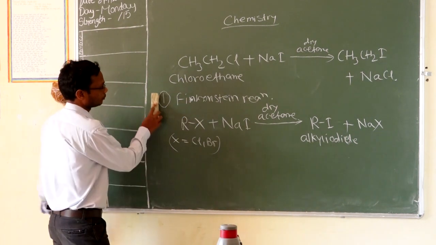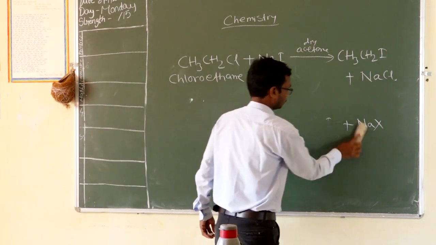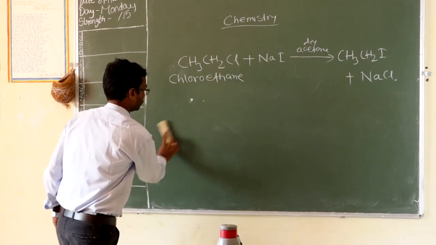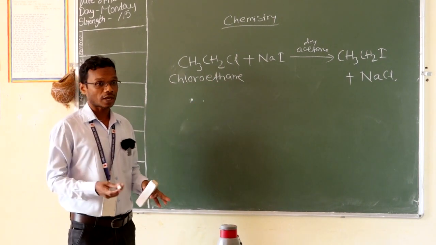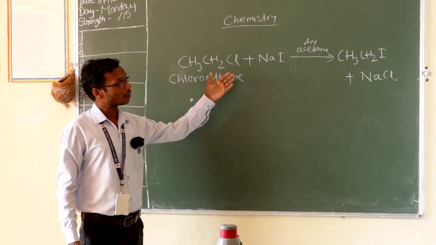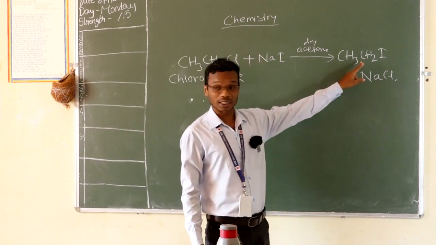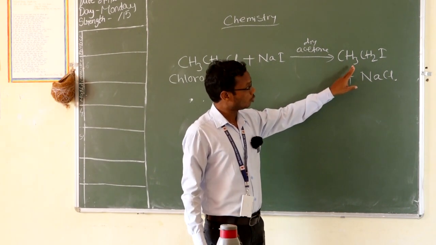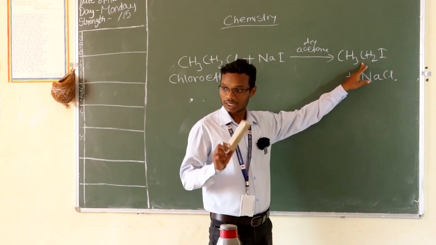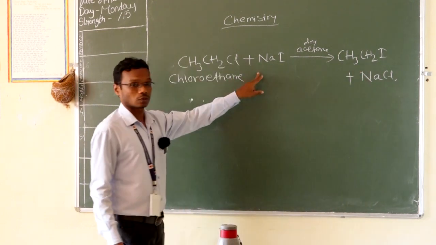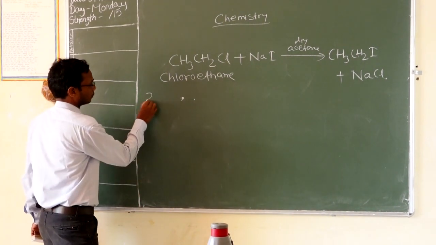Okay, next one. This is the specific preparation of iodine compounds, only for iodine. If you generally consider preparation of haloalkane, then there are compounds like chloroethane, bromoethane. But if you want to prepare iodoethane or ethyl iodide, then you have to use this equation, only for iodoethane.